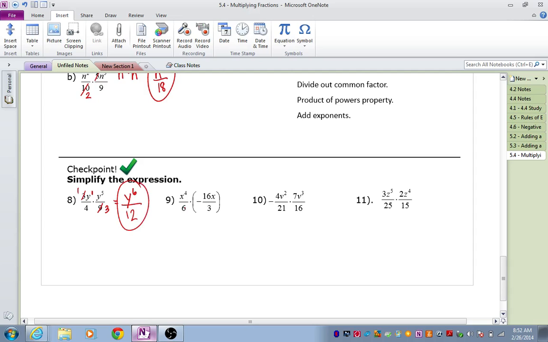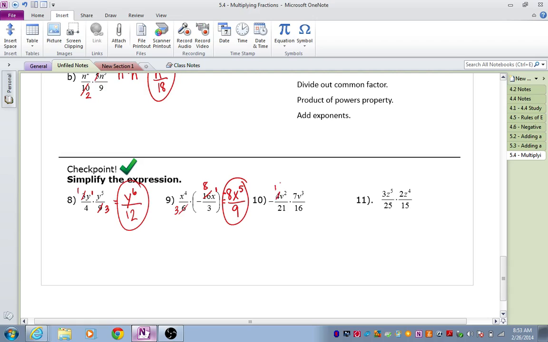Over here, let's see, 2 goes into 6 3 times, and 2 goes into 16 8 times. Remember, this x has the invisible 1. Okay, here we have numbers still and variables. Okay, so well, this is just going to be 8 because there's nothing to multiply the 8 to. And then x to the 4th times x to the 1st is x to the 5th. And then 3 times 3 is 9. We need to remember to put the little negative in. So negative 8x to the 5th over 9.